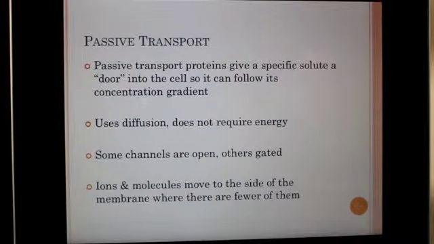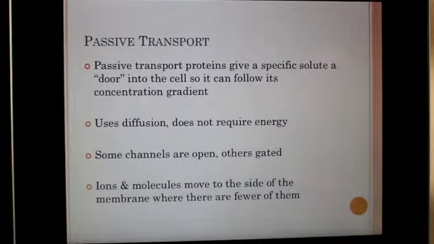So passive transport. Passive transport proteins, which you saw before, basically give a specific solute a door into the cell so it can follow its own concentration gradient. So this uses diffusion. This is why it doesn't require energy. All you're doing is giving the solutes a path to follow their concentration gradient.